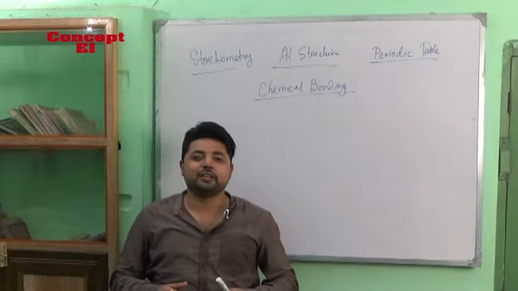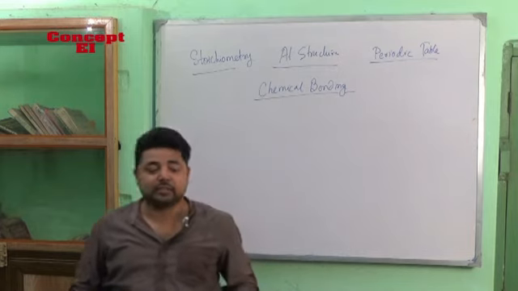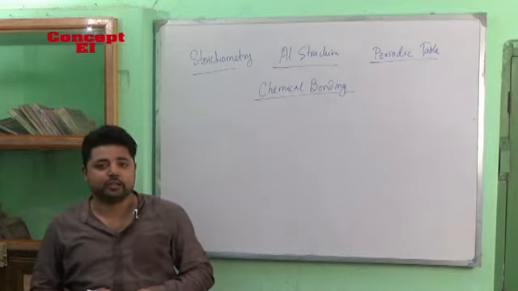So today we are going to study chemistry. In chemistry, there are basically four pillars: stoichiometry, atomic structure, periodic table, and chemical bonding.